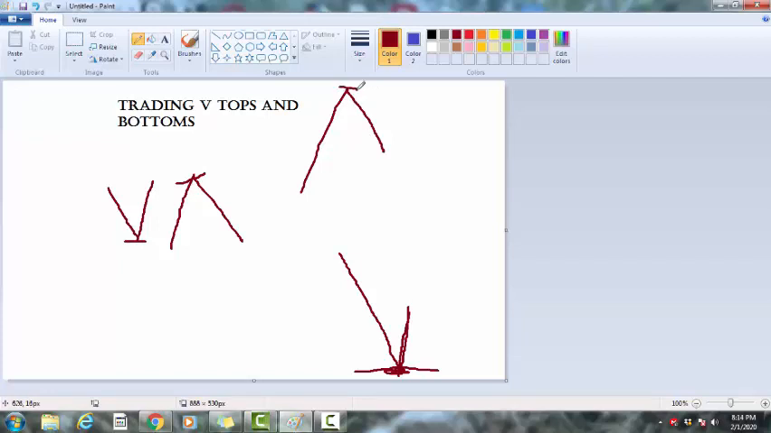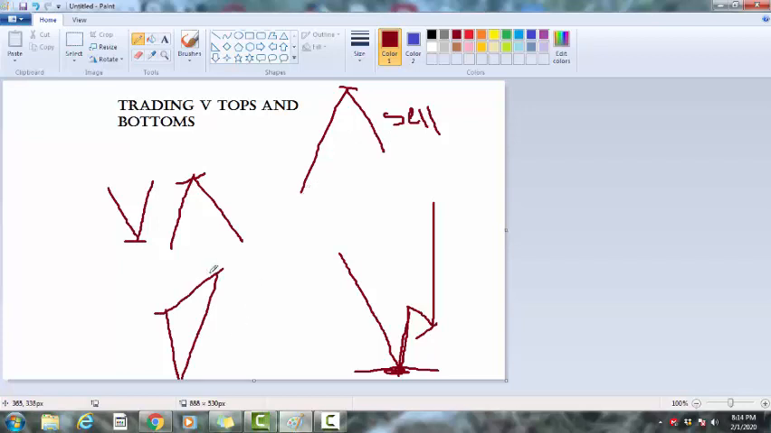So the V top is going to give you a sell directional market, while the V bottom will give you a buy directional market. Now there are times when the market could give you another low and continue to trend up, thus creating a W formation. But there are times when it just keeps going all the way up until it completes the beginning of the move.